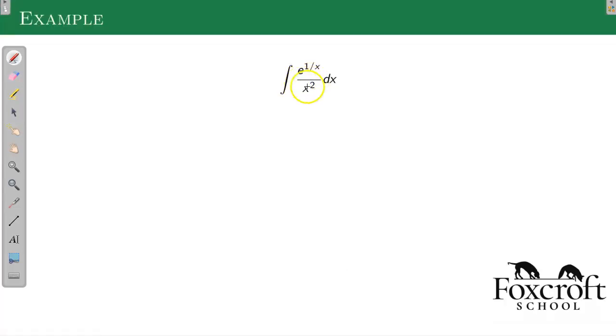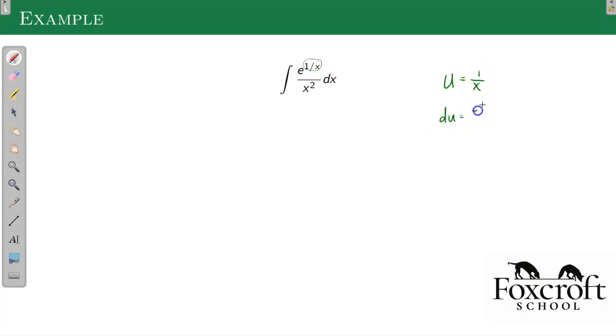E to the 1 over x squared. If I make u x squared, it creates a 2x, so it doesn't really help here. So my idea here is to make u, again, the thing inside of something else. I just quickly realized that making it the bottom of the denominator is not right, even though we've done that a lot. The thing inside of something else, 1 over x is inside of the exponential, so I'm going to make u 1 over x.